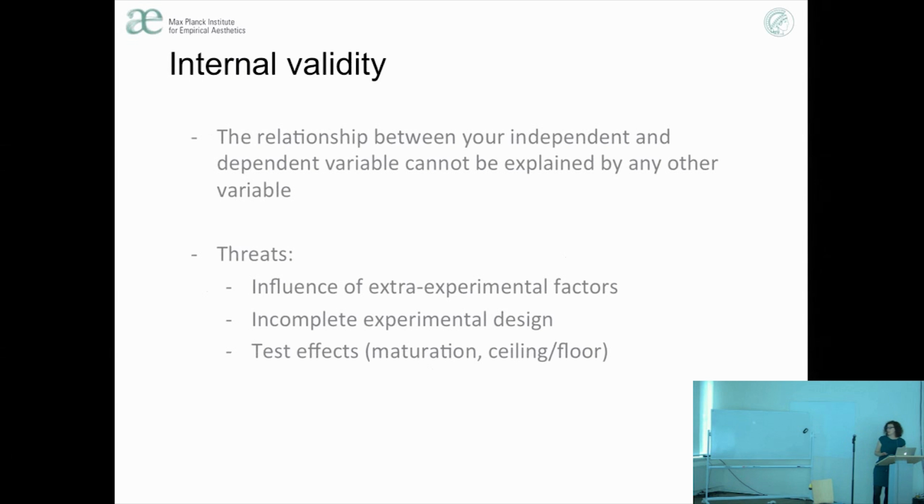And then the last one that I put down here, if you look into the book, The Scientific Methods for Humanities from Peer et al., they have a complete list of possible threats to internal validity, but I think these are the most important ones. The last one is test effects.